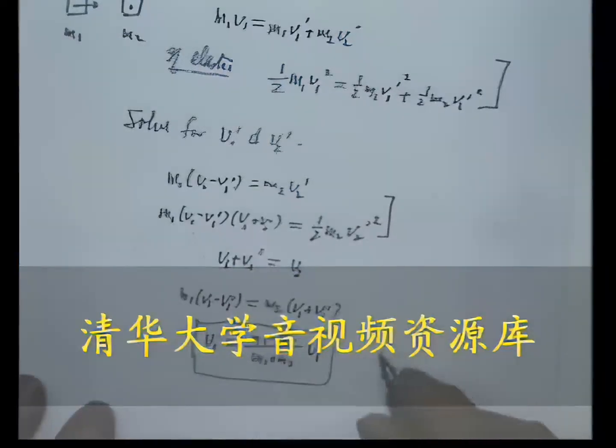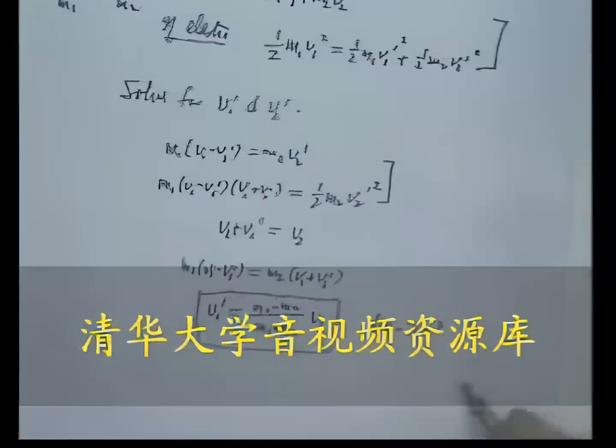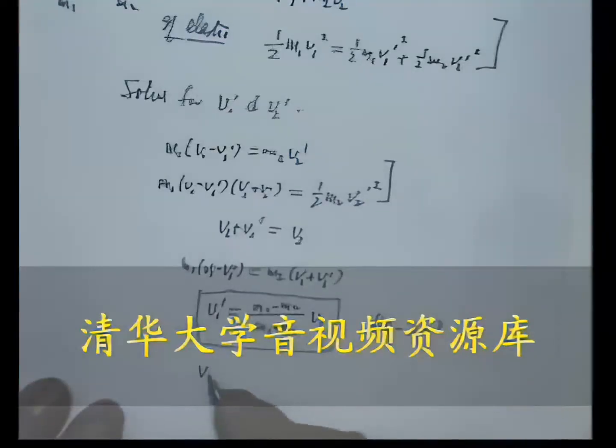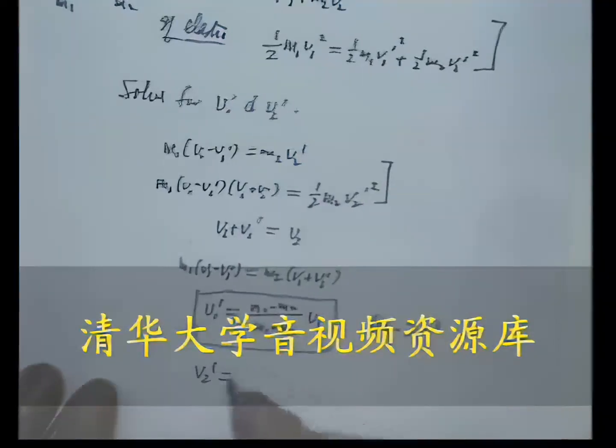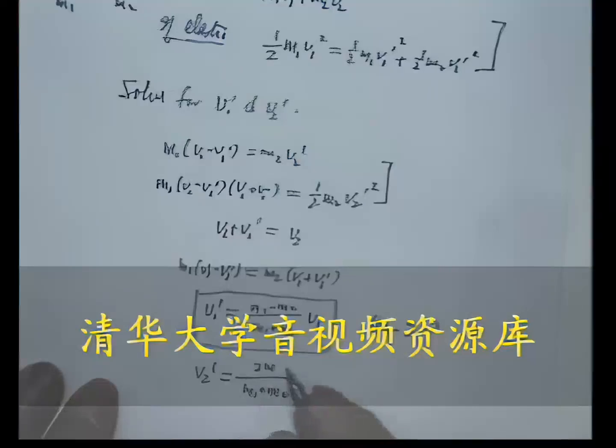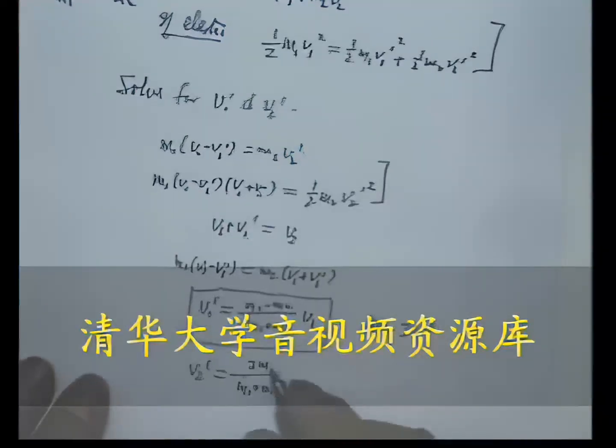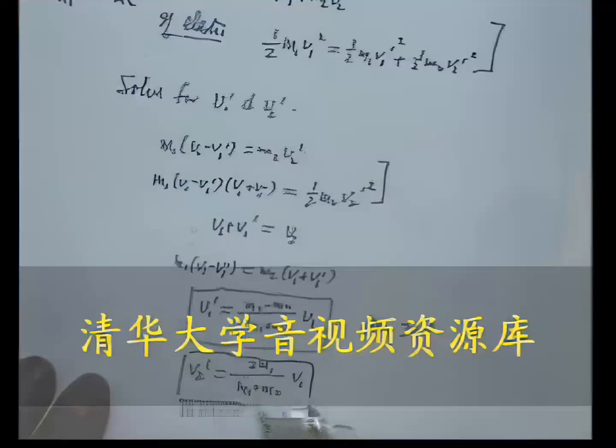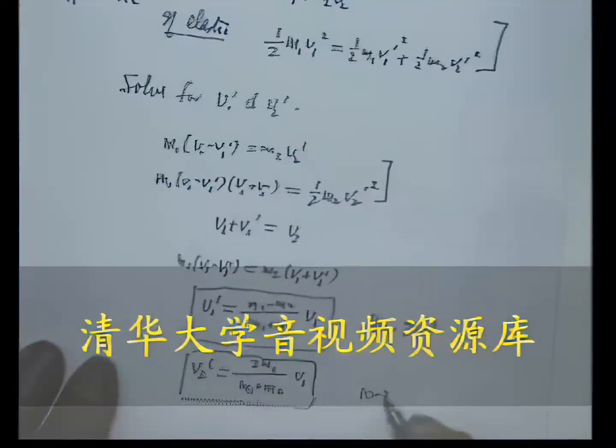This in the book is equation 10.30. Once I have V1 prime, I easily get V2 prime, and that turns out to be 2M1 over (M1 plus M2) times V1. That's 10.31.